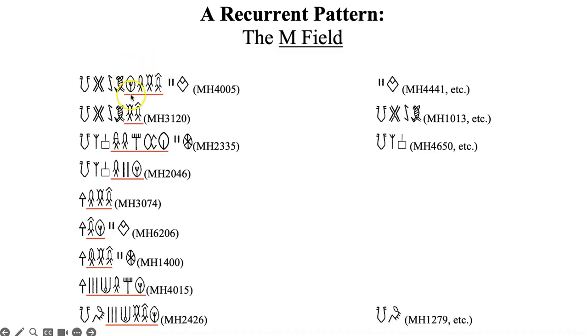And then following this M field, we have these four signs, which is a very common pattern, and you'll see over here, here's an example of an inscription, MH1013. The etc. means that there are other such inscriptions, but we decline to list them all. It's quite a common inscription, a standalone inscription with these three signs, followed by the so-called jar sign, which is the commonest of all signs in the Harappan signary.